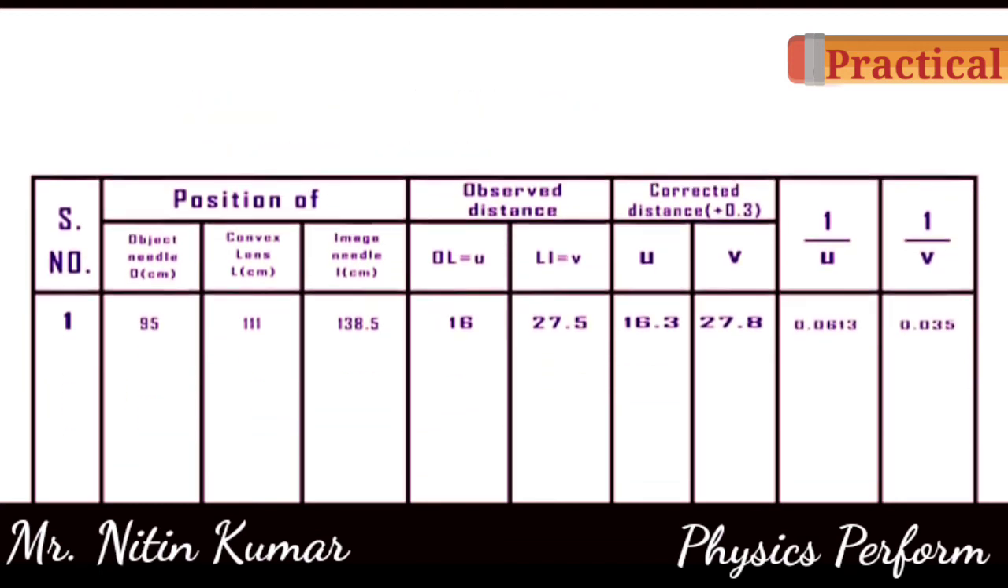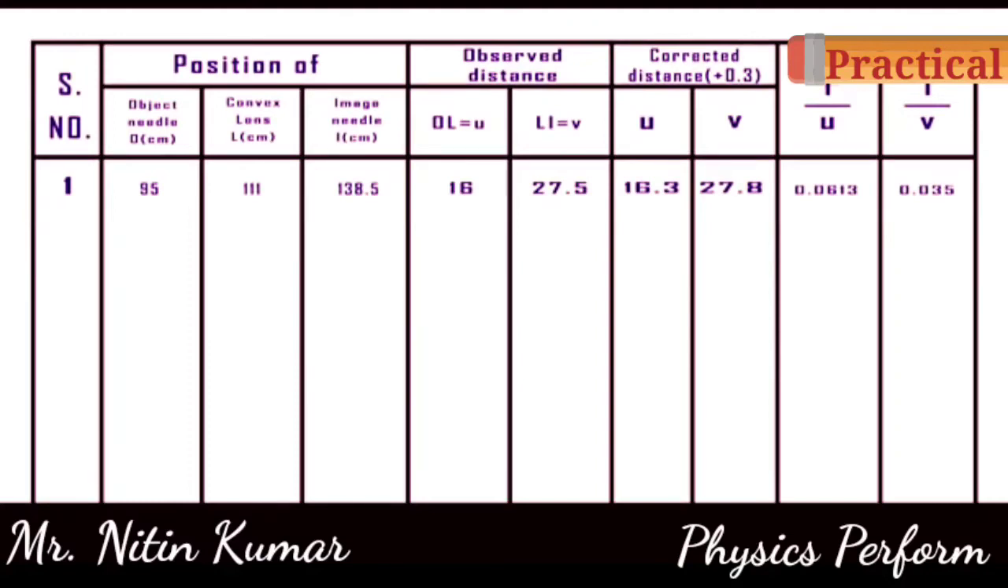1 by U is equal to 0.0613. 1 by V is equal to 0.035. Similarly, the other observations are as follows.